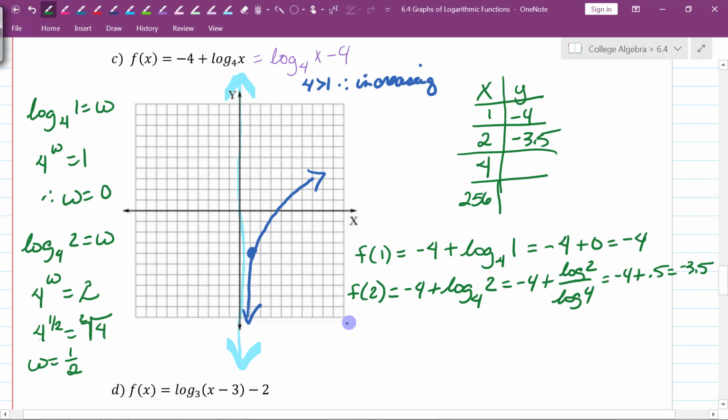Next, we have the number 4. So this is f of 4. Pause the video, solve f of 4 on your own.